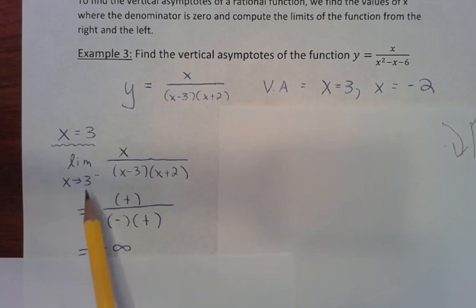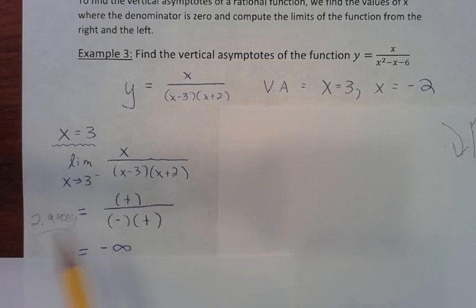Well, what value could be infinitely close to 3 on the left-hand side? Well, 2.9999. Let's imagine that's the x value we're looking at. If I plug in 2.999, a value to the left of 3, that gives me a positive up here. What about 2.99999 minus 3 in this bracket? Well, that's a negative, just barely negative, but it's negative. And then 2.999 plus 2, that's positive. A positive divided by a negative times a positive is negative, so we approach negative infinity.